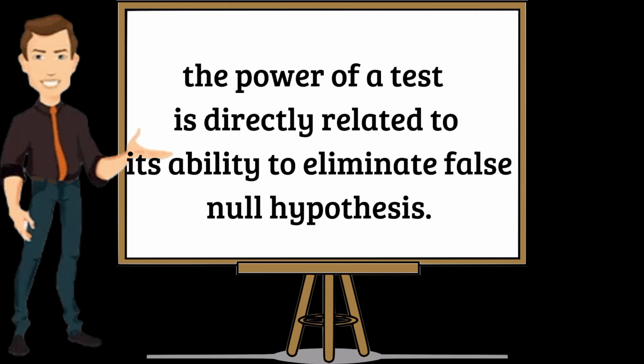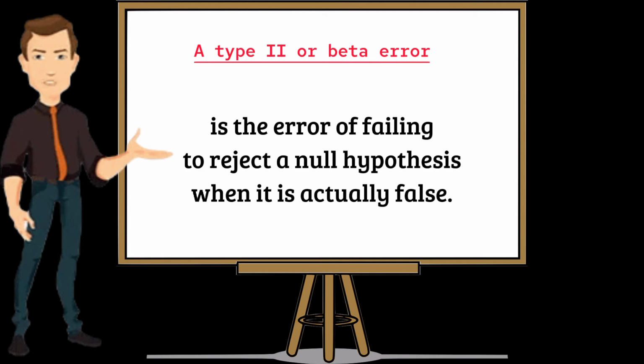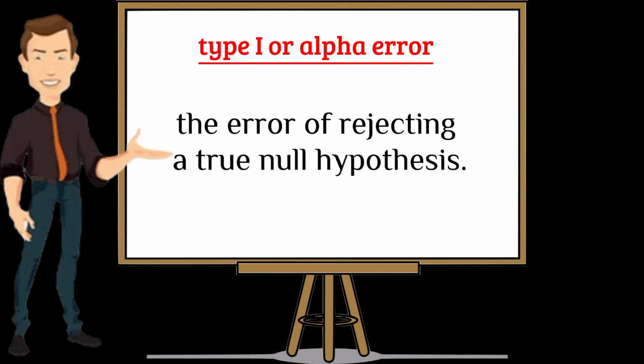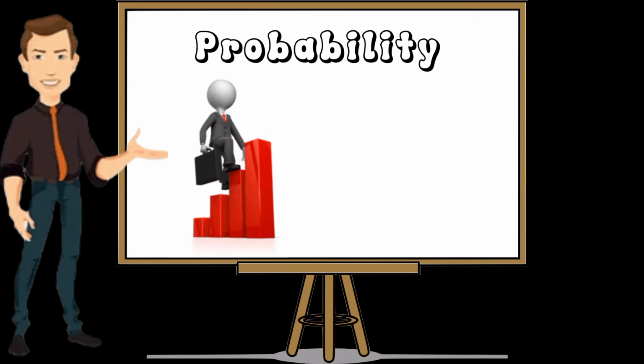Parametric tests are relatively powerful, or likely to detect a difference between groups if a difference really exists. In other words, the power of a test is directly related to its ability to eliminate a false null hypothesis. Power may be defined as 1 minus the probability of a type II, or beta, error. A type II error is the error of failing to reject a null hypothesis when it is actually false. A type I, or alpha, error is the error of rejecting a true null hypothesis. When the probability of one type increases, the other decreases.